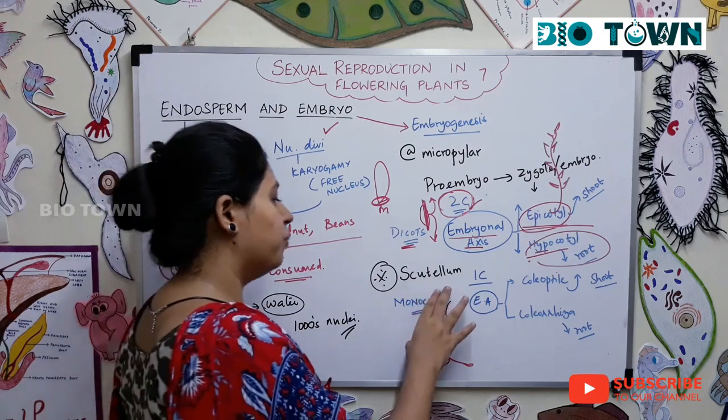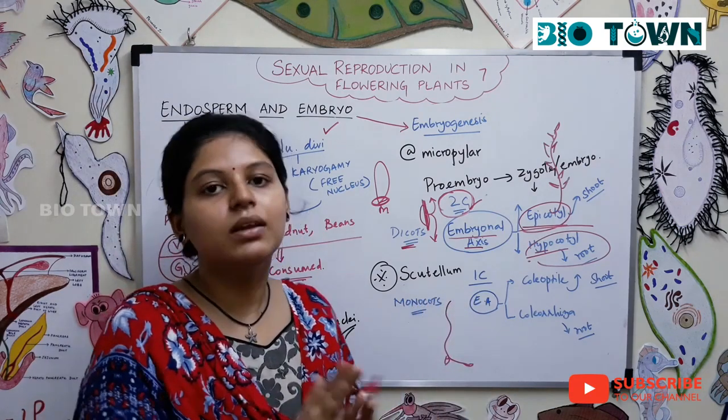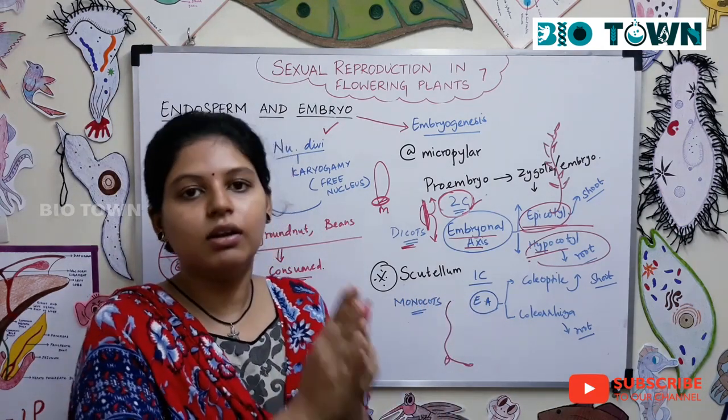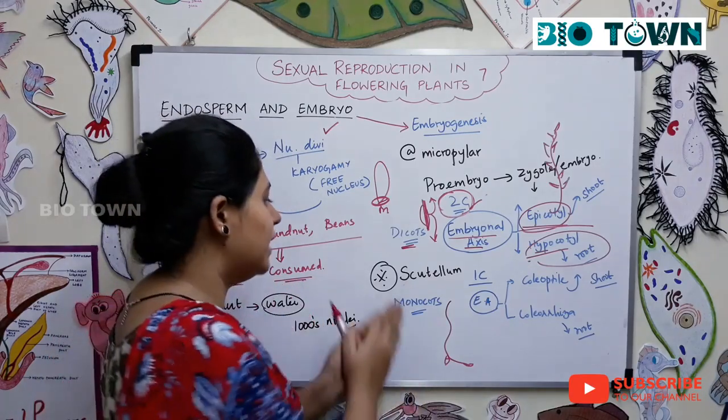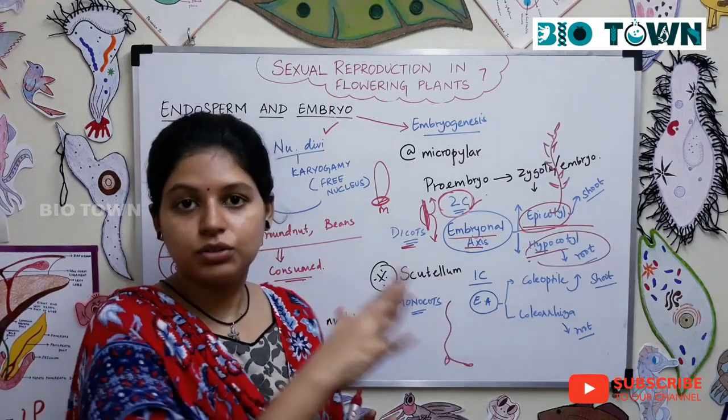And in the case of monocots, where you can never split the cotyledon, it is just a single cotyledon, and this term is very important for your competitive exam. We call it the scutellum, right? Scutellum.